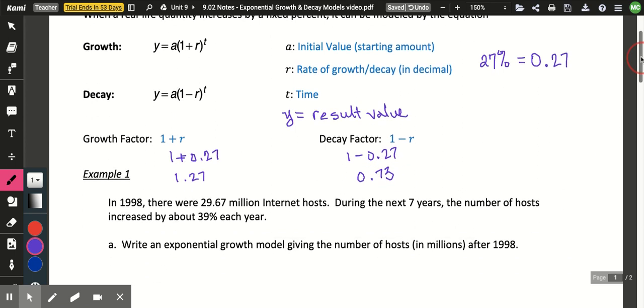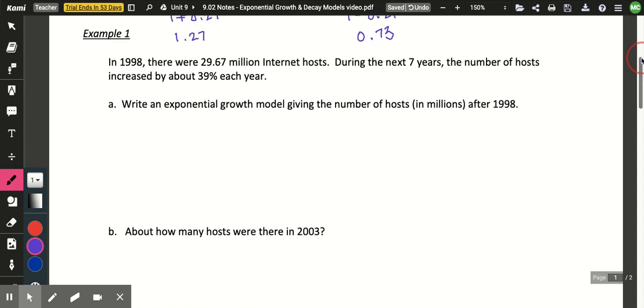Alrighty, so now we'll get into our first example here. These are word problems, of course. Your first step for working with a word problem is to read it. So we've got in 1998, there were 29.67 million internet hosts. During the next 7 years, the number of hosts increased by about 39% each year. First thing they want us to do is write an exponential growth model.